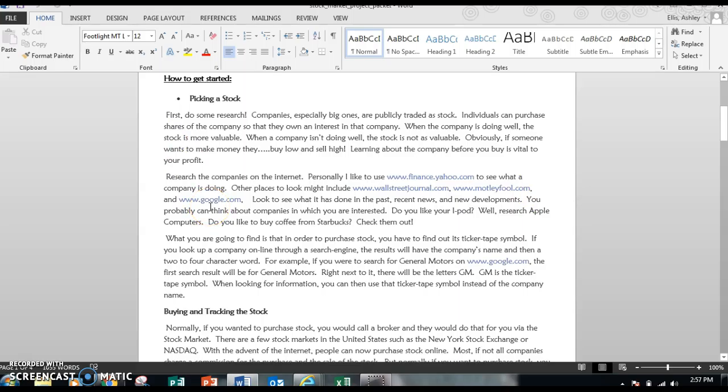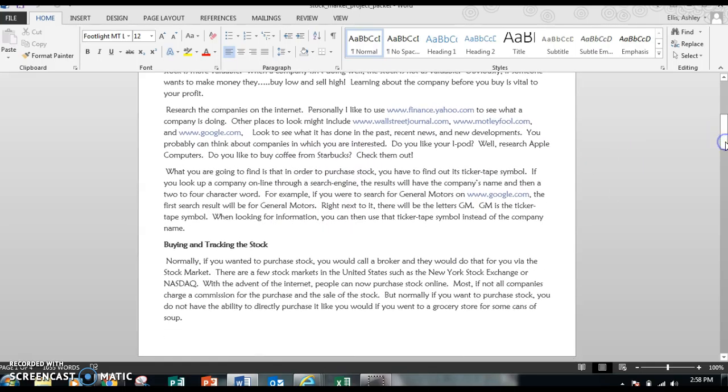Look to see what companies have done in the past, anything that's in the recent news and new developments. You can probably start off by thinking about companies in which you are interested in. Do you like the iPod or the iPad or the iPhone? Well, then look into Apple computers, or if you like to buy coffee like myself, maybe you want to look into Starbucks. So that's the first way to start thinking about what companies you want to choose.